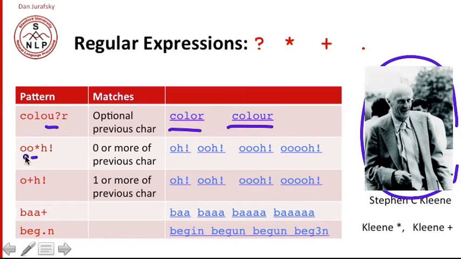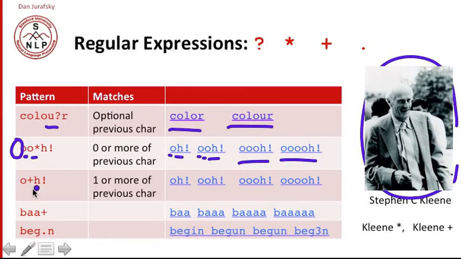It matches 0 or more O's. So we have one O followed by 0 or more other O's. So there's the initial O and 0 other O's, and then our H, exclamation point. Here's our initial O followed by one O, and then the H, and so on. 2, 3, and so on.